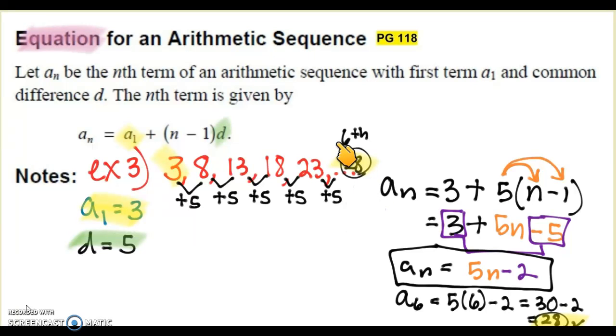And so although 6 was pretty easy, if I wanted to, let's say, find the 100th term way out here, then I'm probably more inclined to want to use this formula than to keep adding 5, 95 more times or 94 more times.